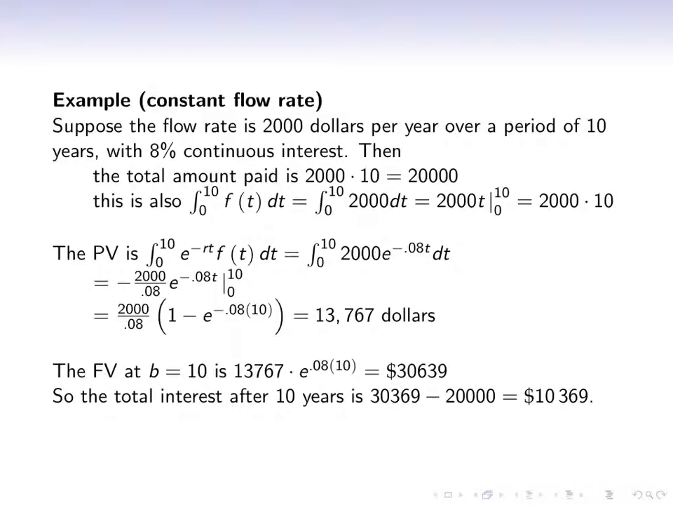The total interest paid out at the end of 10 years is the future value minus the total amount paid. So the total amount is that $20,000 from above, and that difference is the interest, which is a little more than $10,000. So the total interest is the future value minus the total amount.